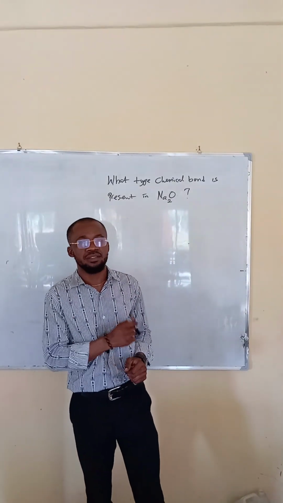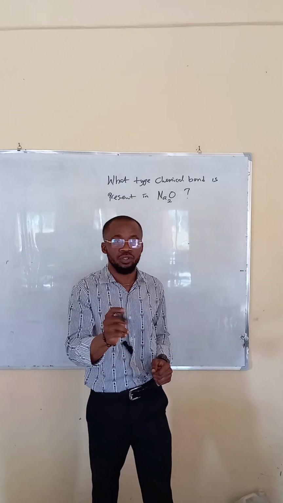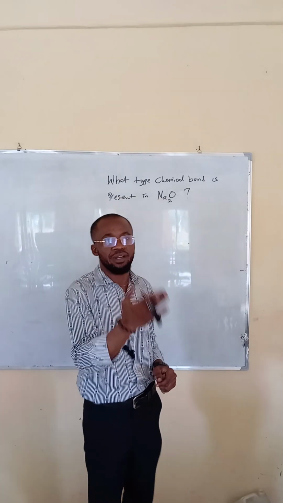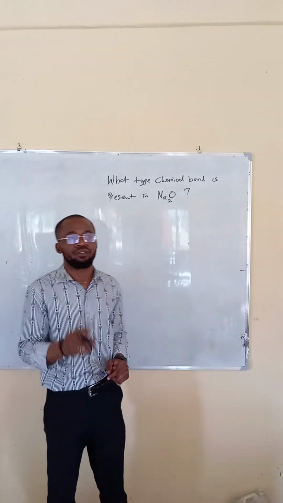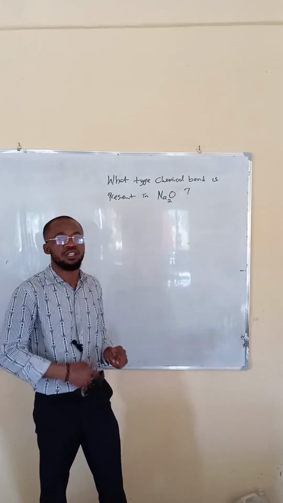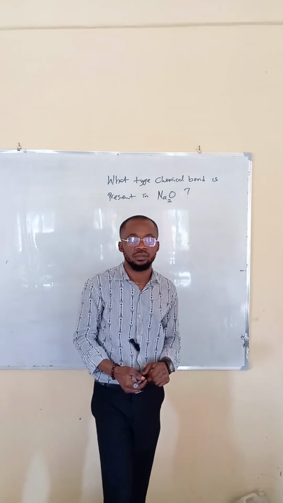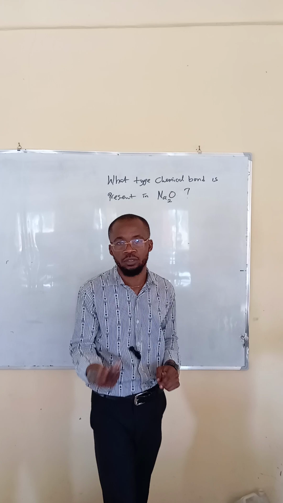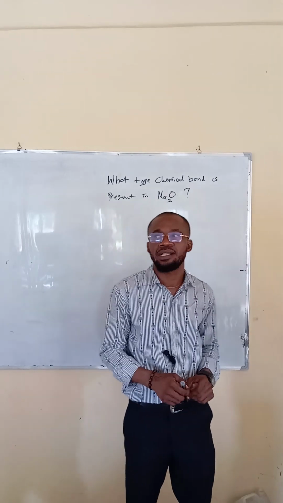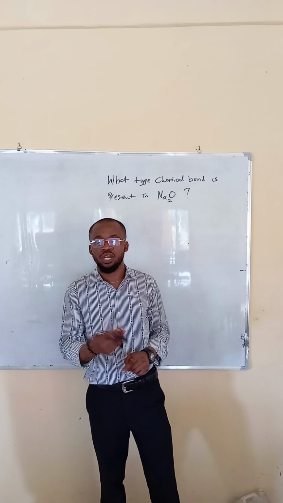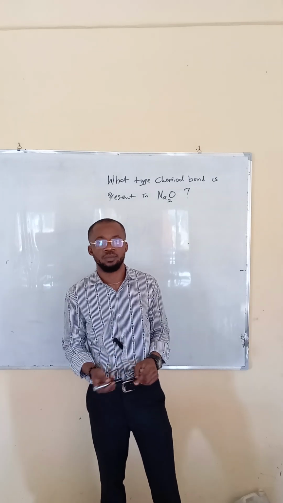Now, before you know this, you must also understand the definition of bonding. The two most important bonding here are covalence bonding and electrovalence bonding. Now, electrovalence bonding involves transfer of electrons from one atom to another, usually from the metals to the non-metals, while covalent bonding involves sharing of electrons between two atoms.